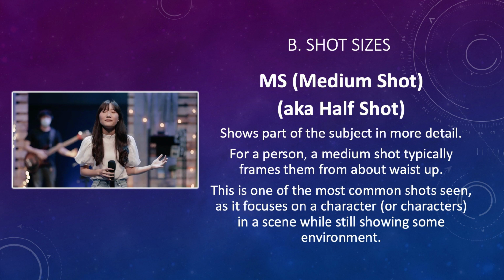Now, this shot shows more details of the subject. For a person, a medium shot typically frames from about a waist upwards. This is one of the most common shots seen as it focuses on the character or the characters in the scene while still showing some environment. Now, this shot will be important for cameramen to master because most of the shots when you have a person talking, a mid shot will be commonly used.